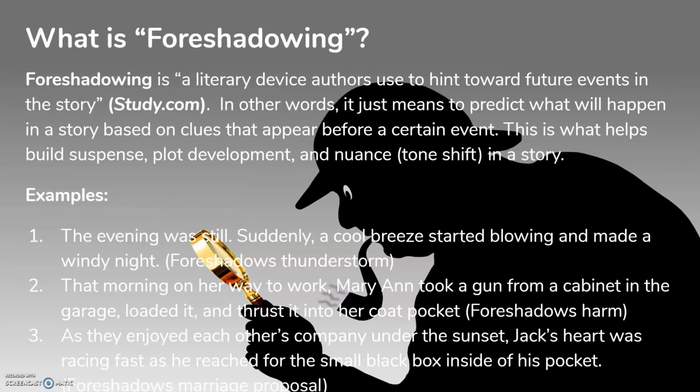So what is foreshadowing? Foreshadowing is a literary device authors use to hint toward future events in the story. This is something I got from study.com, but in my words, it just means to predict what will happen in a story based on clues that appear before a certain event. This is what helps build suspense, plot development, and nuance, which is tone shift in a story.